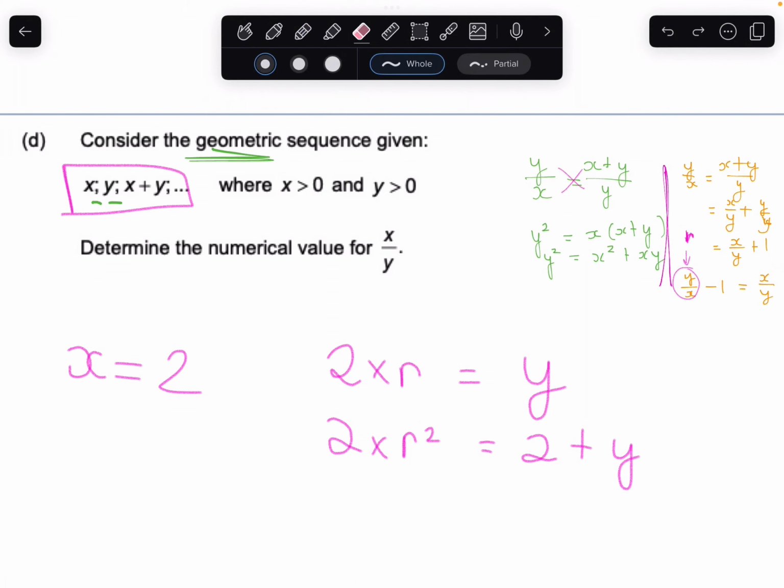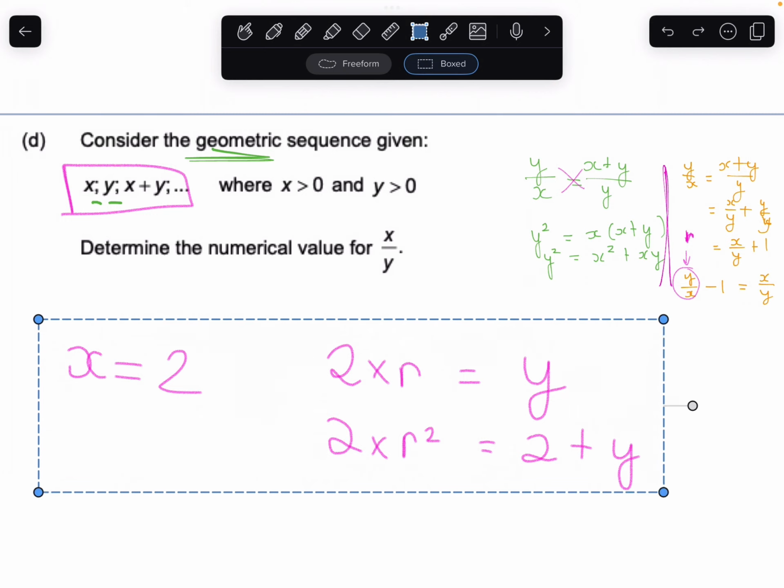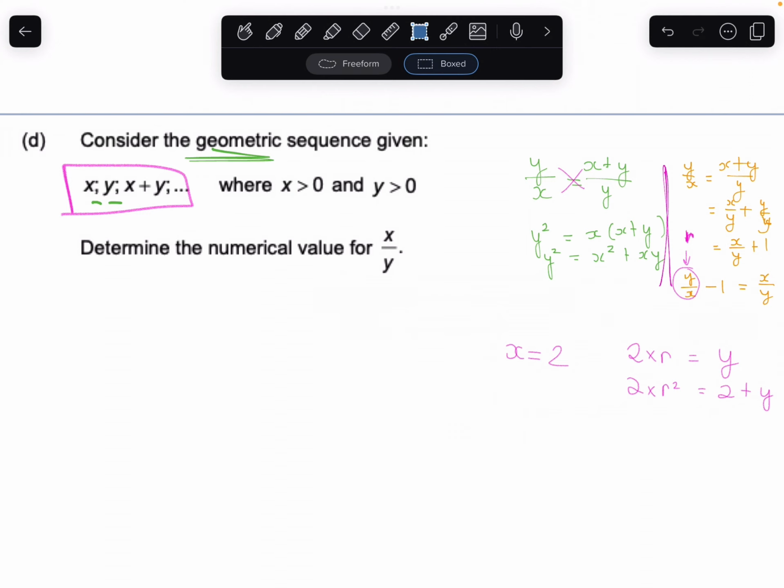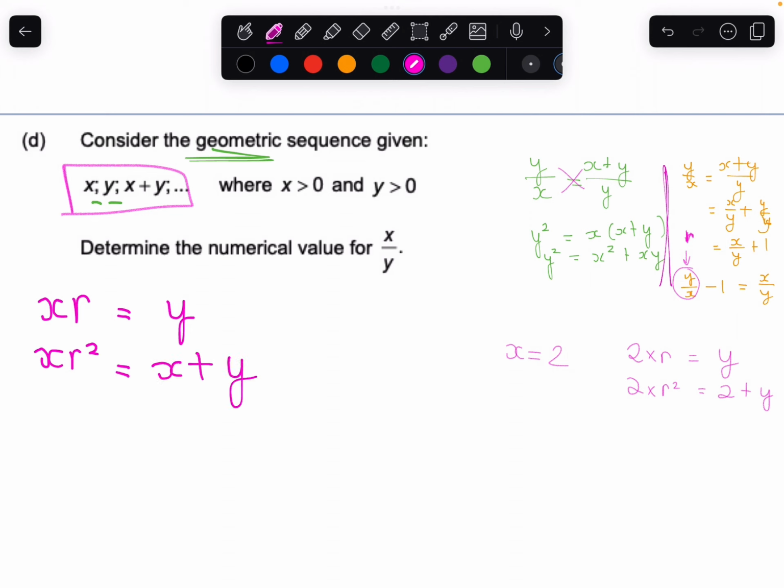Okay, so maybe let me go back to the symbols because the numbers are not really giving me joy. Or maybe let me park that on the side. Okay, so that is an idea. We can just keep it in the back of our minds. Right? So we're saying x times r is y, and x times r squared is x plus y.